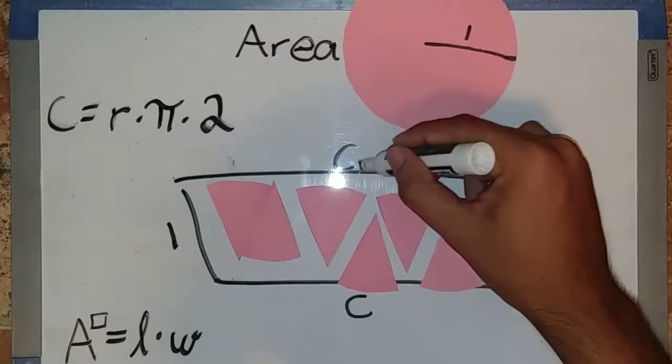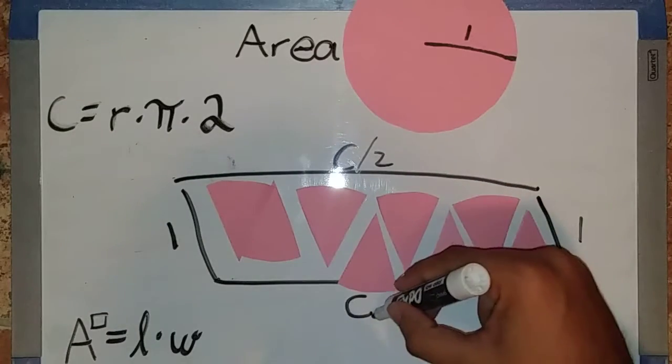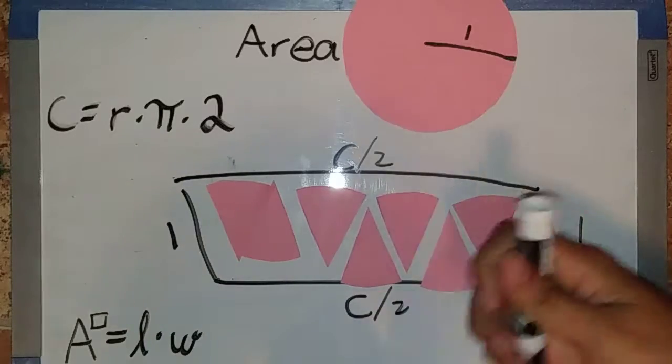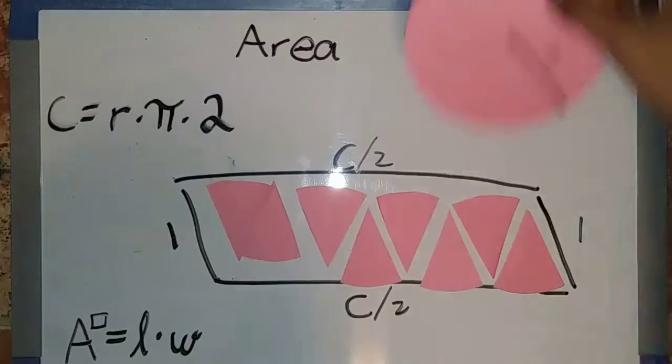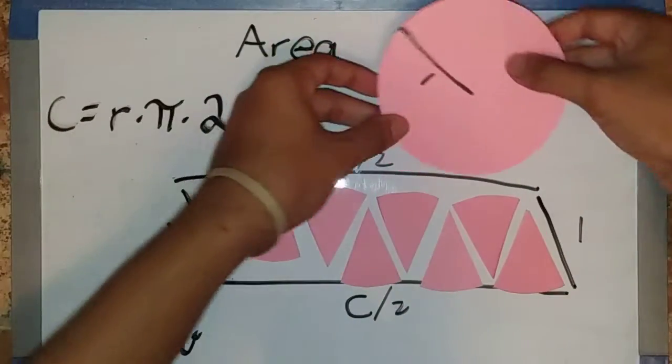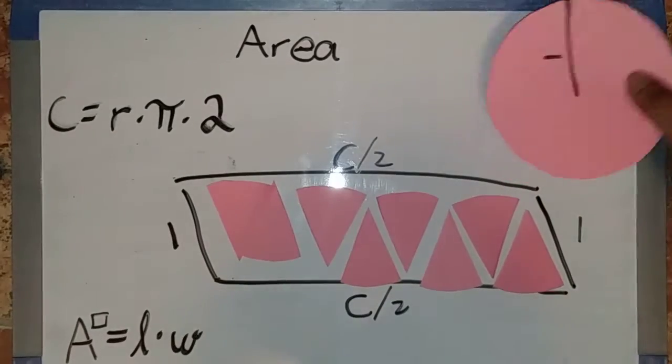For this to work, you will need to have circumference divided by 2, circumference divided by 2. And let's just try to work it out like so. It is half, more or less.